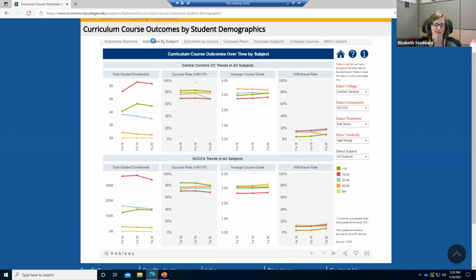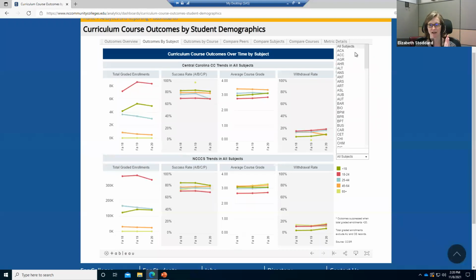The second page here is going to be very similar. The same graphs, we're still looking at Central Carolina and NCCCS. But here, the difference is that we can drill down, we can go down to a subject. So I'm going to click on this select subjects filter here, and we'll see the list of all of the subjects that were offered, I think, across the system in these fall terms.